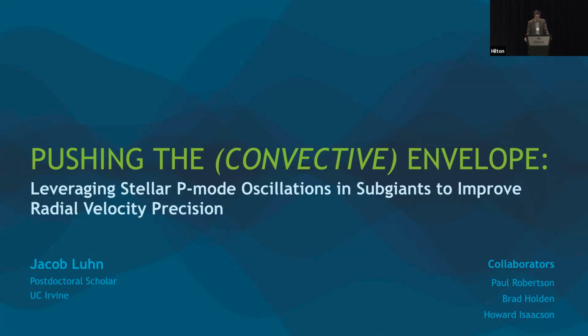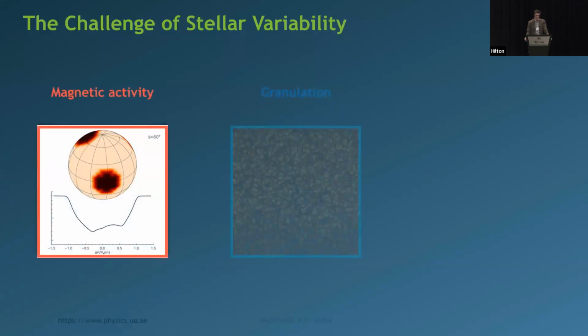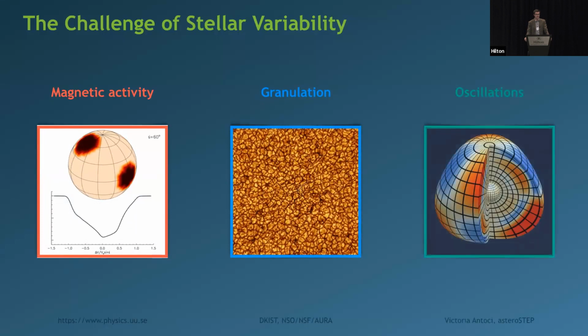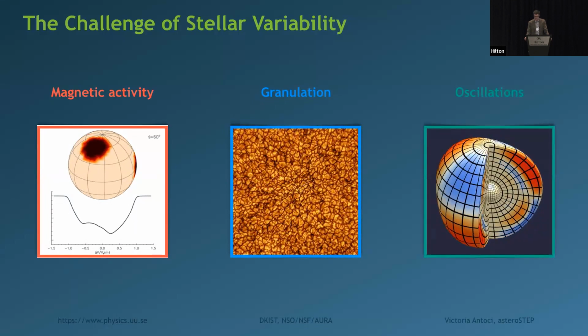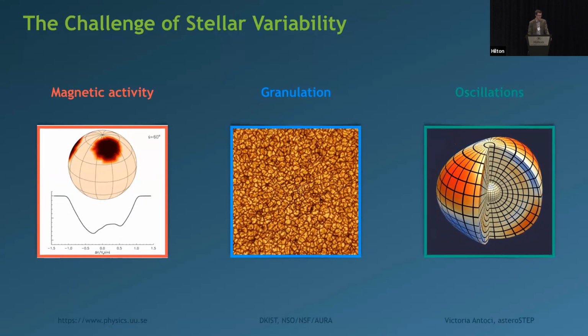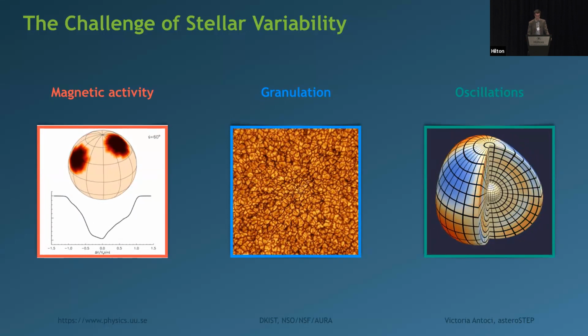I will be talking about this poster that I presented called Pushing the Convective Envelope: Leveraging Stellar P-Mode Oscillations in Subgiants to Improve RV Precision. So we've heard a lot this week about the challenge of stellar variability. I won't go into details here, and this talk is going to focus primarily on P-mode oscillations.